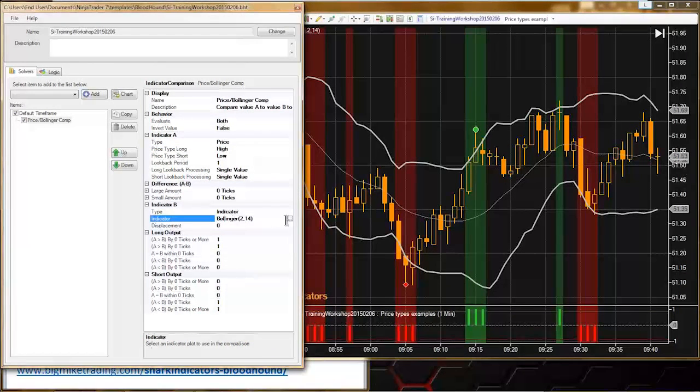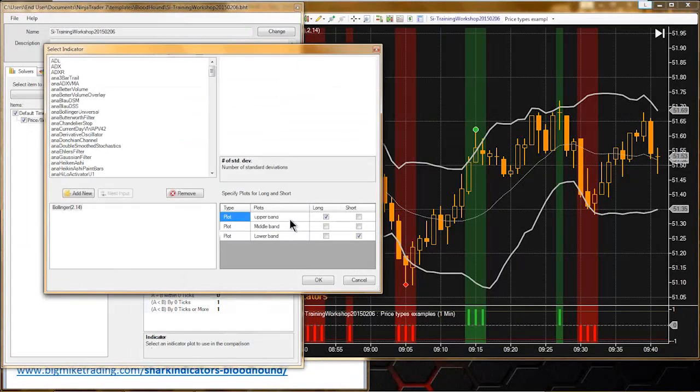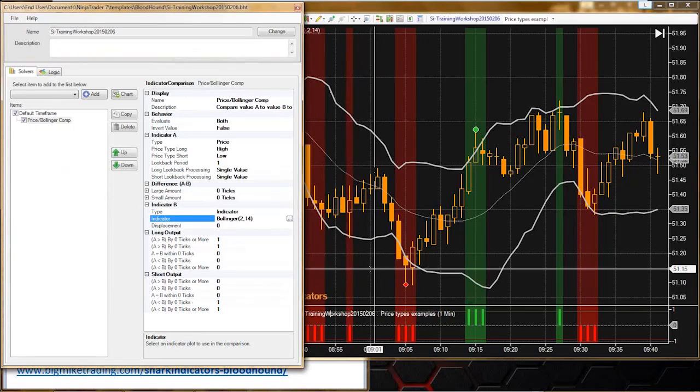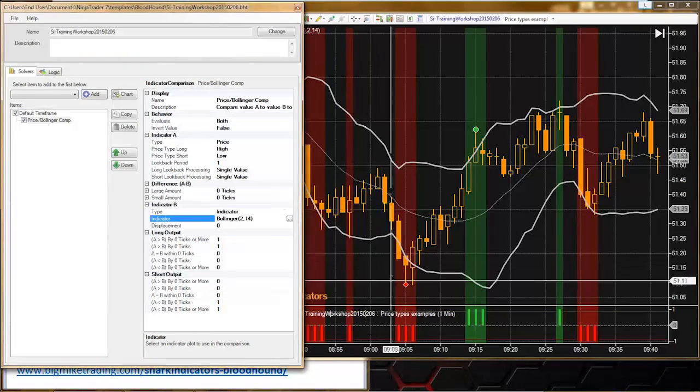And you'll notice that I quickly went in here and reversed my long and short settings for the indicator. So now I'm using the upper band to generate long signals. When the high is above the upper band, I'm generating long signals, and when the low price is below the lower band, I'm generating short signals here. So this is just a very simple use of this.